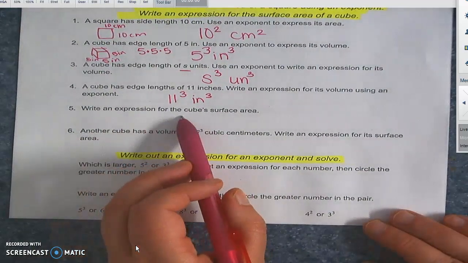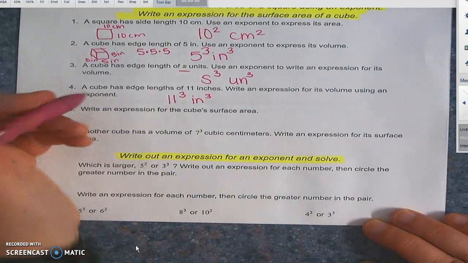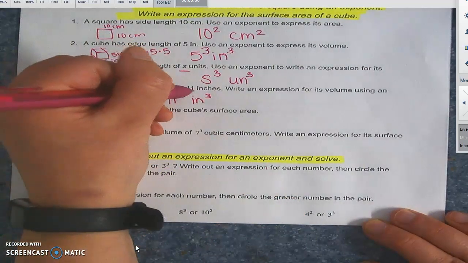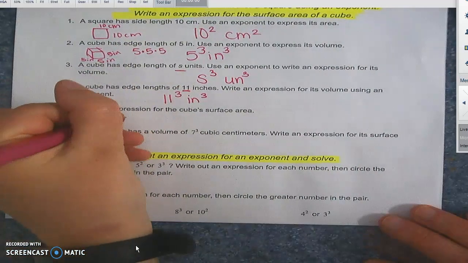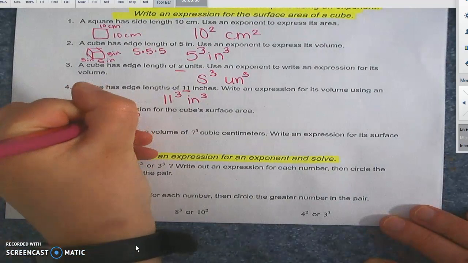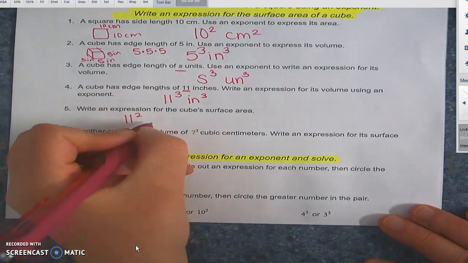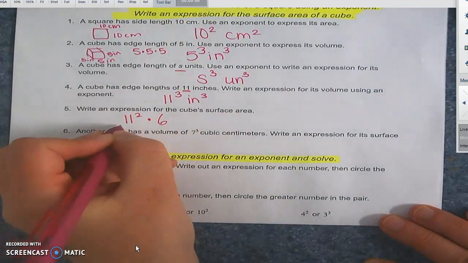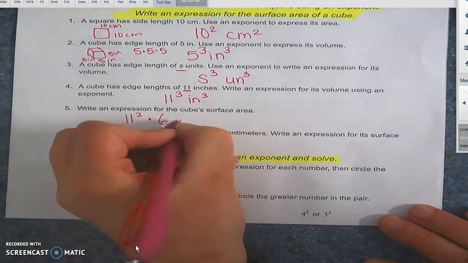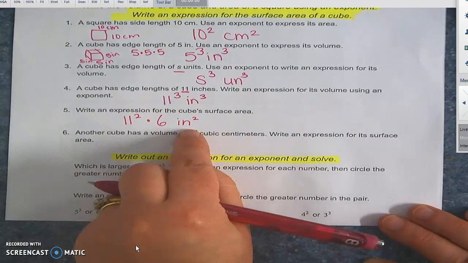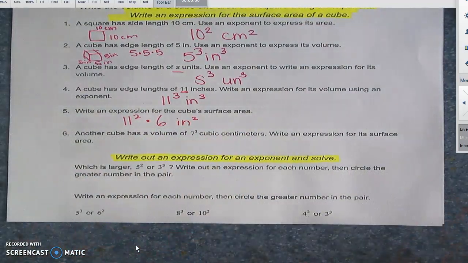Write an expression for the cube's surface area. And this was actually talking about this cube still. So its surface area, each square is going to be 11 to the second power, and I have 6 of them. So 11 squared times 6, and I'm going to label it square inches, because I'm back to surface area, I'm back to talking about a flat surface.